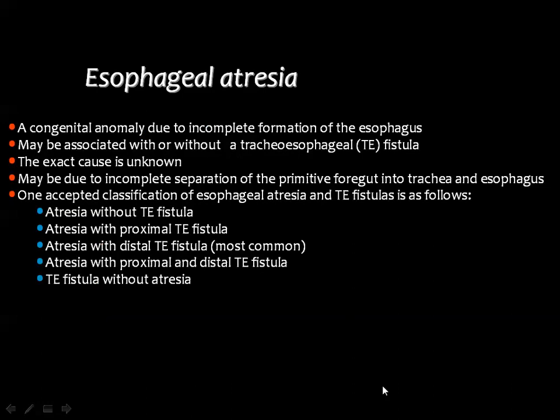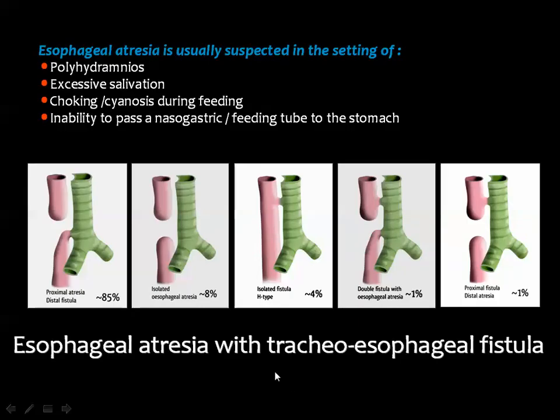Then we came to the esophageal atresia, and this is a congenital anomaly due to incomplete formation of the esophagus and may be associated with tracheoesophageal fistula, or there may not be a fistulous communication with the trachea. The exact cause is unknown, but it is assumed to be incomplete separation of the primitive foregut into the trachea and the esophagus. And we have a classification for this tracheoesophageal fistula, and these are the 5 types.